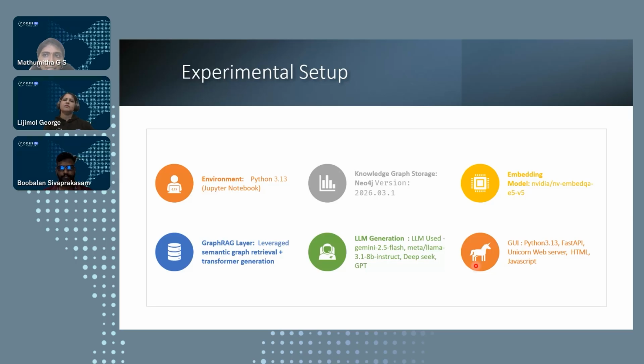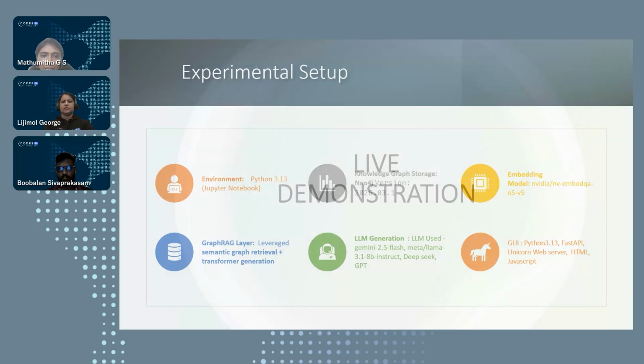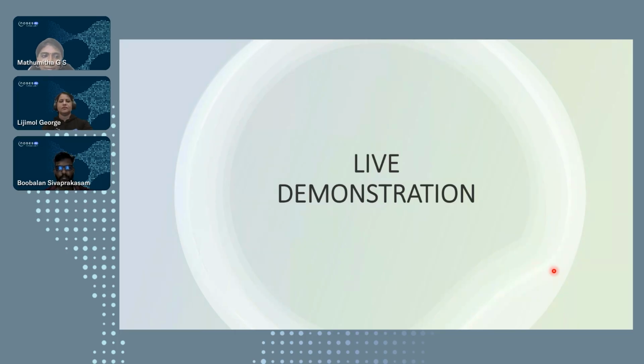So this is the environmental setup. In the backend, we are making use of Python and the Neo4j database for the knowledge graph. For embedding, we are making use of NVIDIA. And for the LLM, we have tried multiple LLMs: Gemini, NVIDIA, ChatGPT, DeepSeek. The most prominent one will be shown in the demo. For a better user perspective, we have created a GUI using Python, HTML, and a Uvicorn web service that includes JavaScript. Over to my colleague, Boobalan. He will show you a live demo on this.